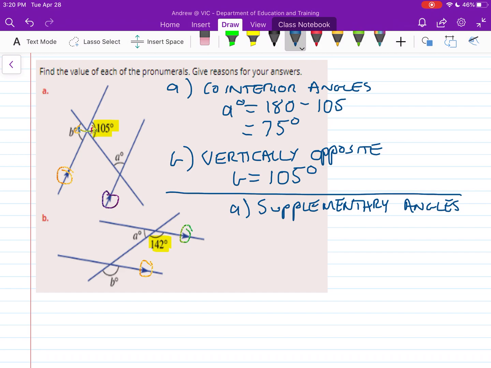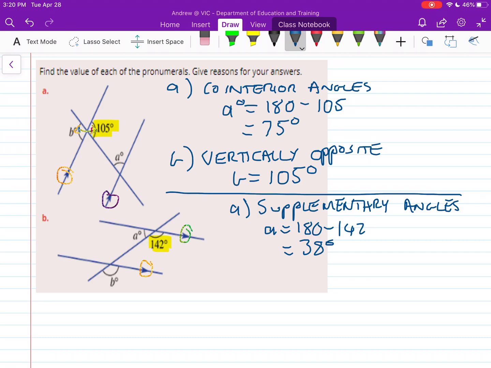So to find A, we do A is equal to 180 minus 142, which equals 38 degrees. That's how we can work that out, just because it's on a straight line, and a straight line is 180 degrees, so 180 minus 142. I'm going to write that 38 again because that was a very bad 38, even worse than my other writing on this iPad. There we go, 38 degrees.